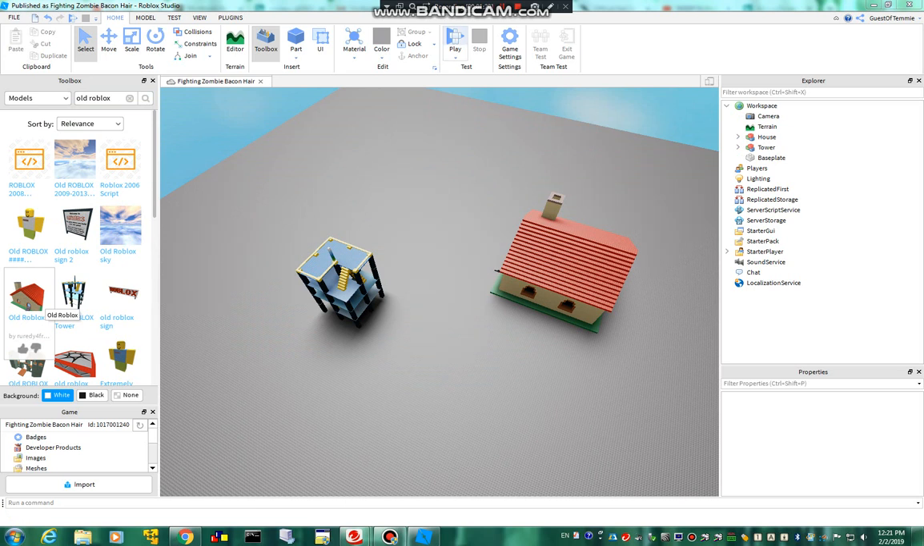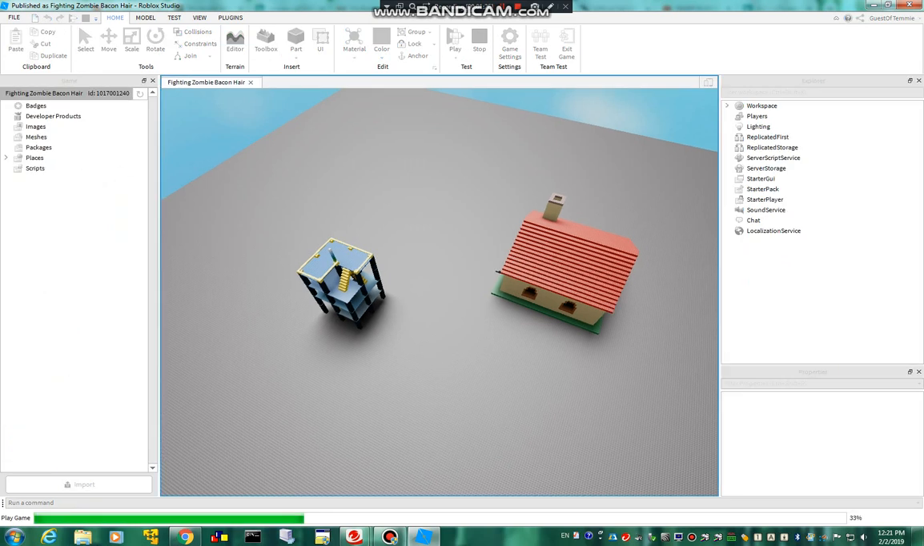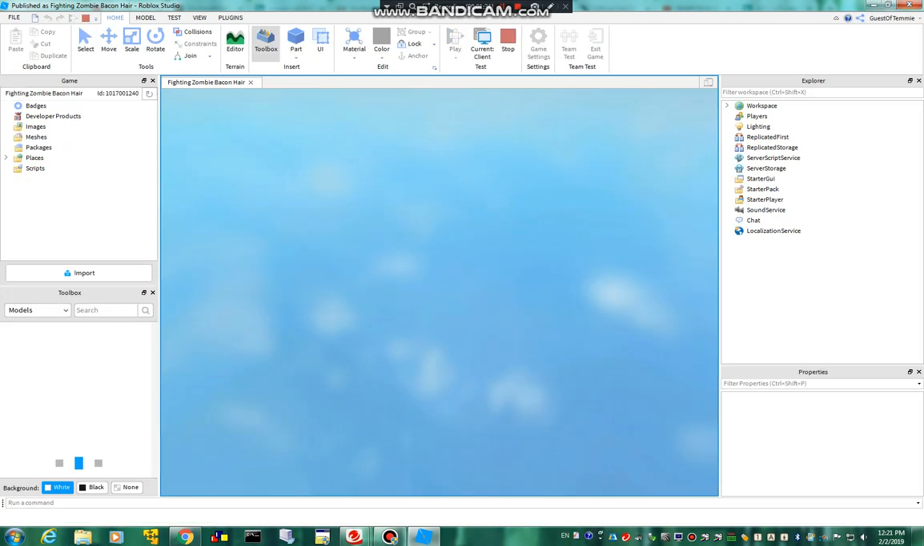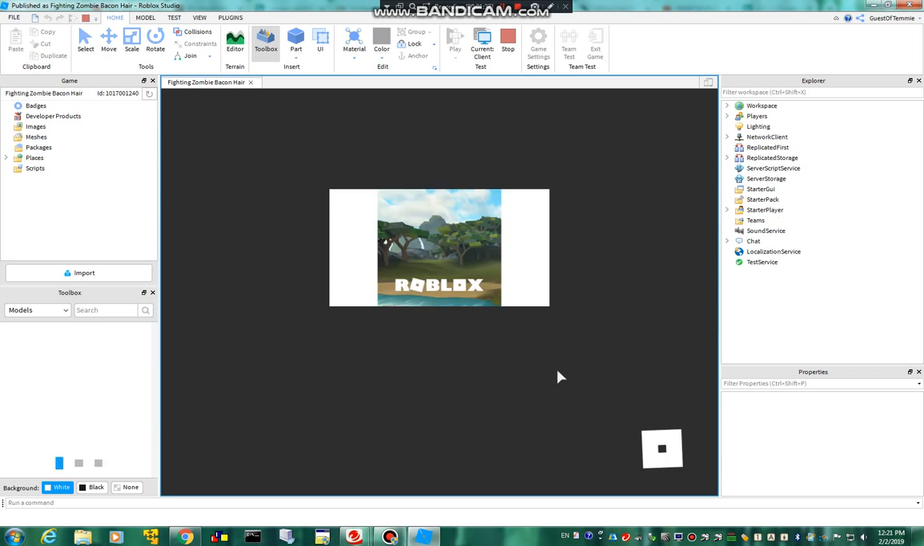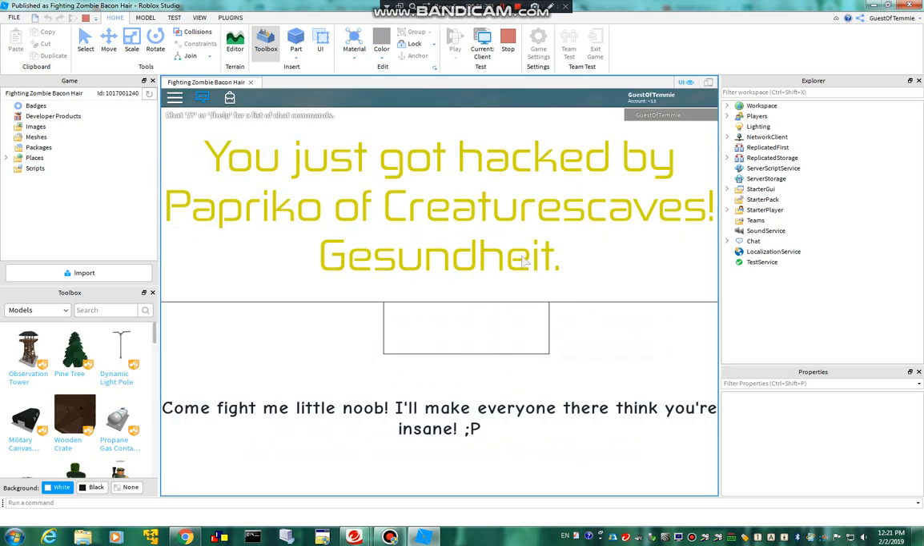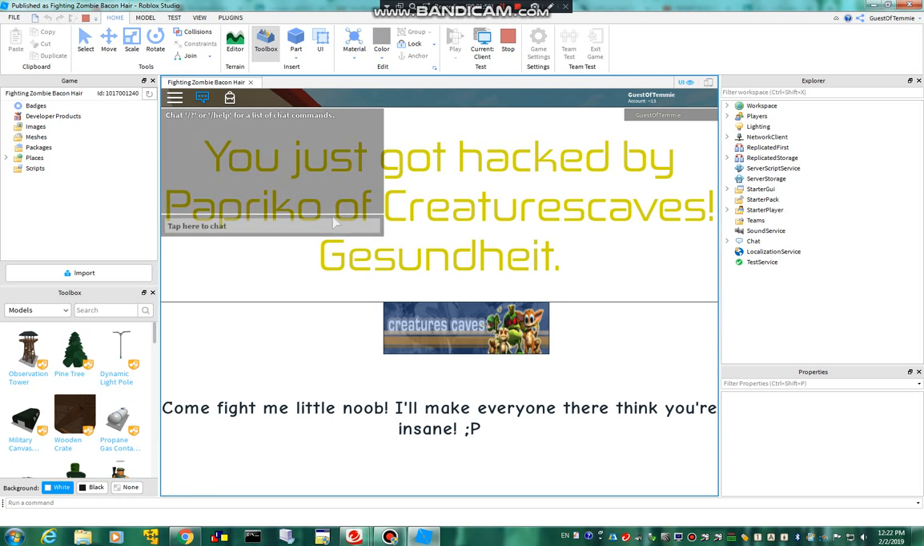Okay, I put some free models in. Let's see what I get. Please, please don't find me. This is what I'm talking about. This is why you don't trust tree models.